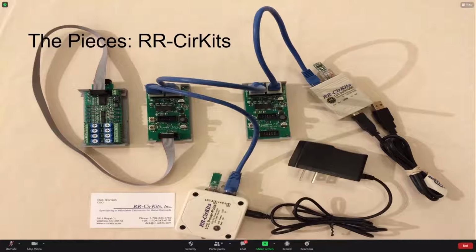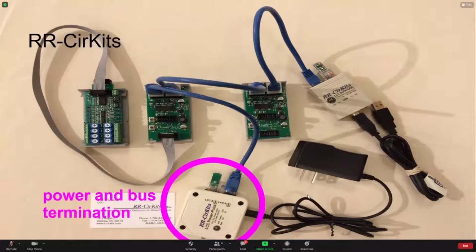So anyway, this is kind of an overview. There's a power supply, and I'll walk through each of these. The blue hose is the network cable. There's an interface into your computer through USB over here, but let me just go through each of these individually.